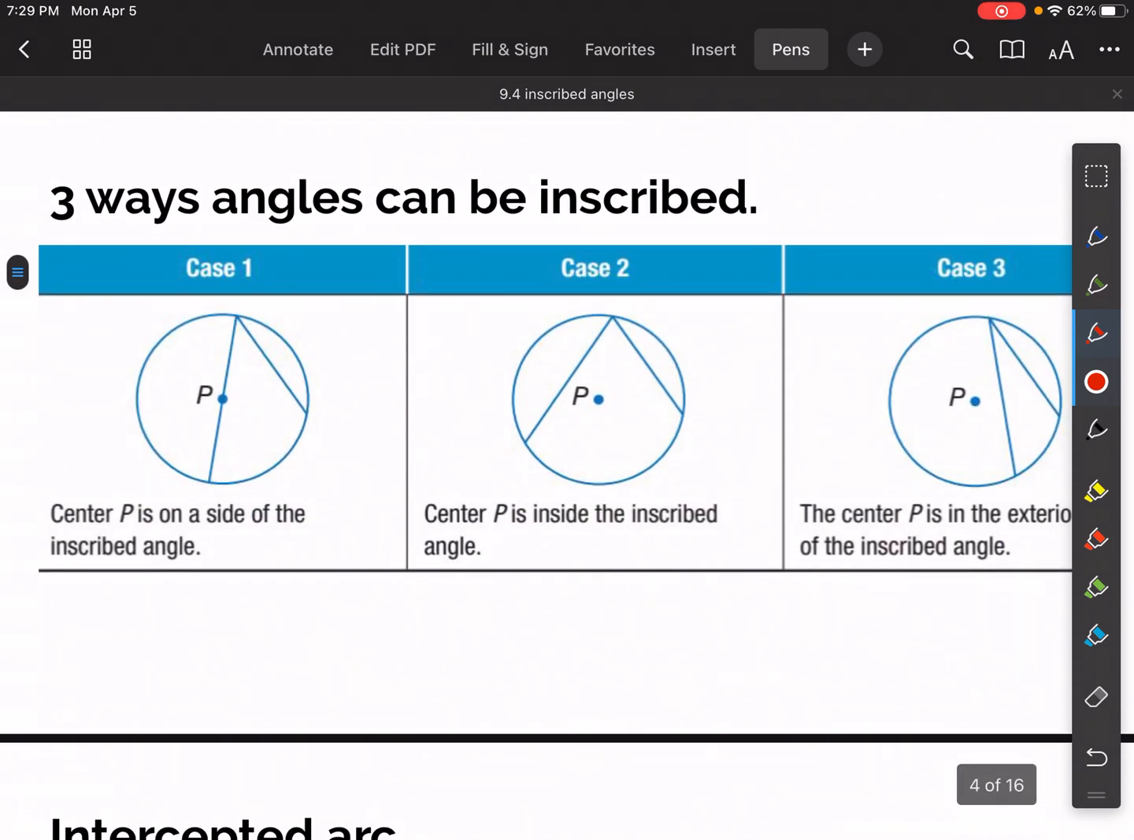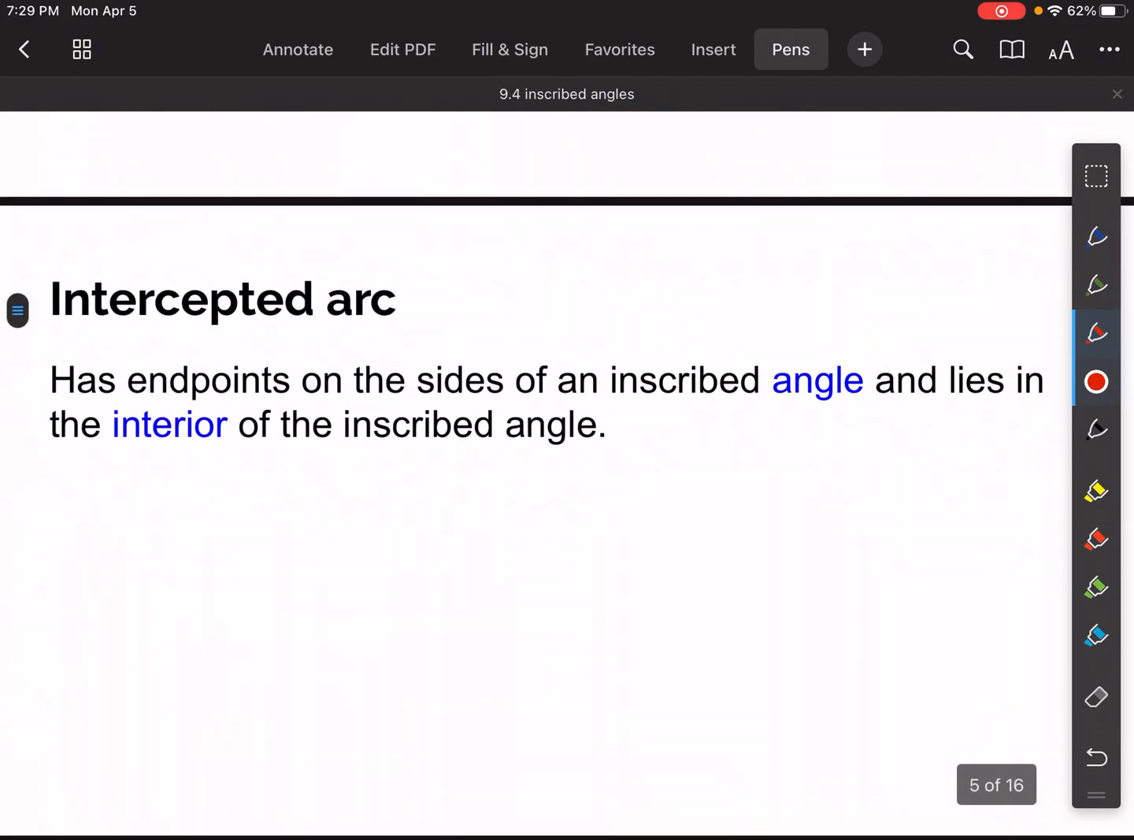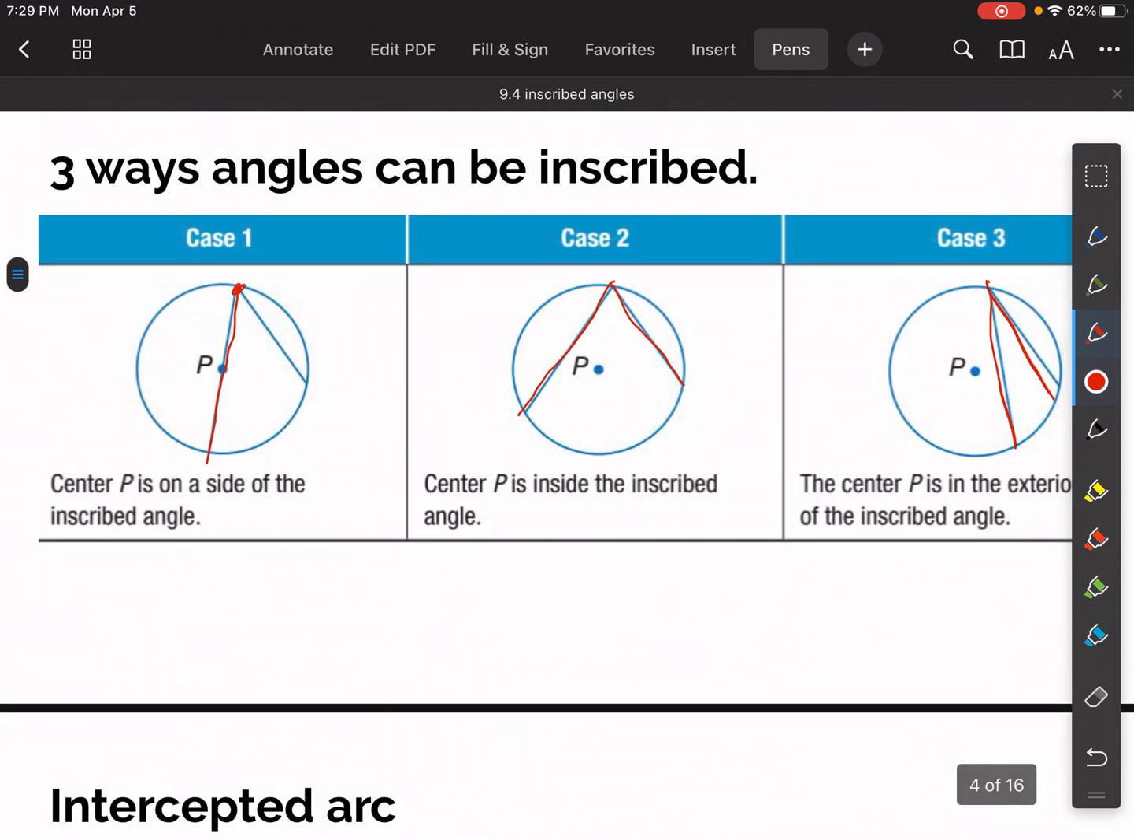Okay, so there are three ways angles could be inscribed. One of which is we have a vertex, and then we have one of the sides of that angle that is a diameter, right? So it goes through the center. Then we have another one where the center is inside the angle. Okay, then we can have an inscribed angle in which the center is on the outside. All right, so there's three different ways that this could happen. And those will become important a little bit later, but they all follow similar rules.